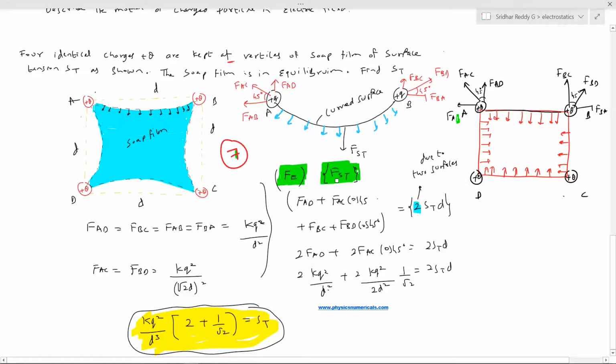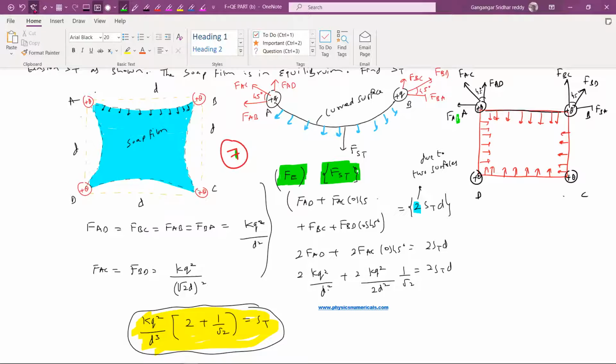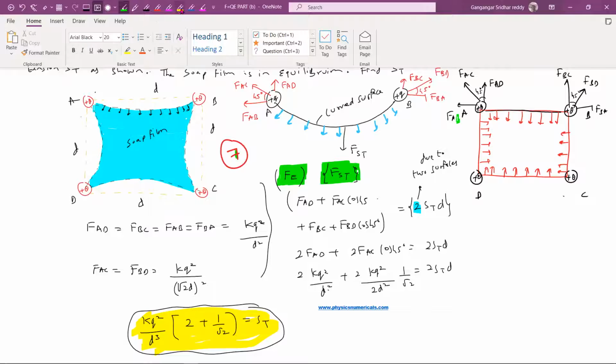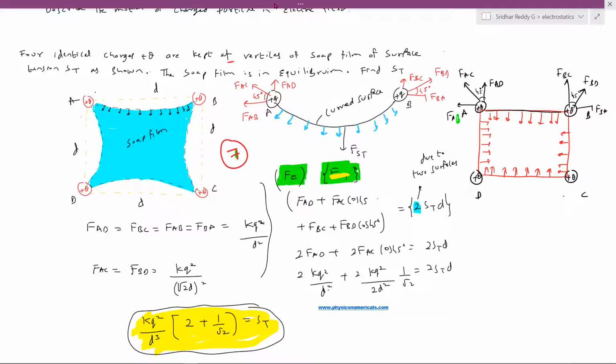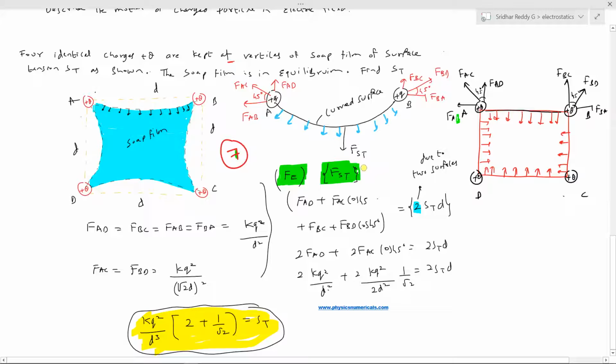Let me use two different colors. It'll be easy for you to really understand. At least I'll write like this. It will be very easy for you to follow.